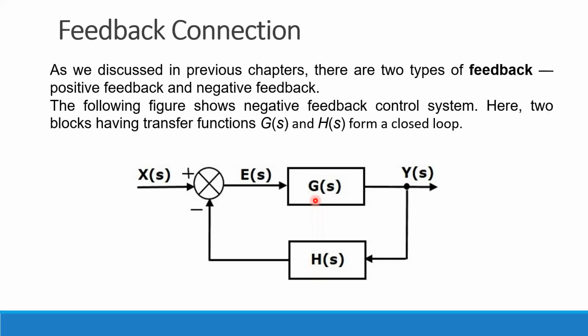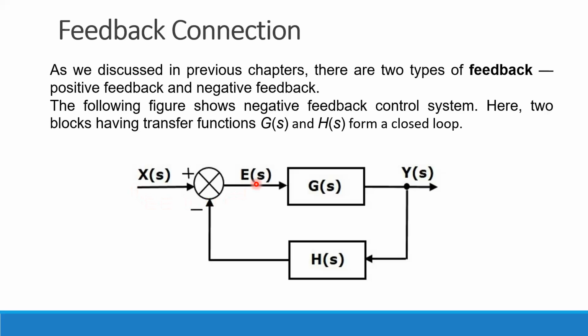Both look like a parallel type of connection, but they are not exactly parallel, because you cannot directly say that they are parallel to each other. The output of the first block is the input for the h of s, which has output, say b of s, which is given as input to the error signal of block number 1. Now let me explain first how this happens. So there is your input x of s.